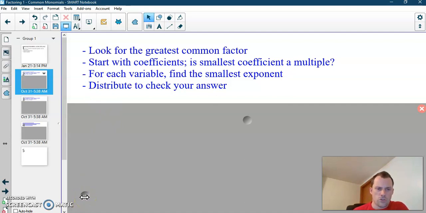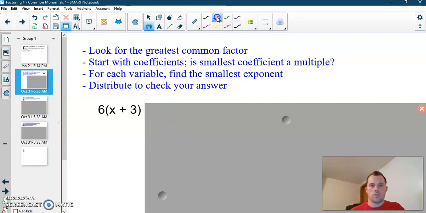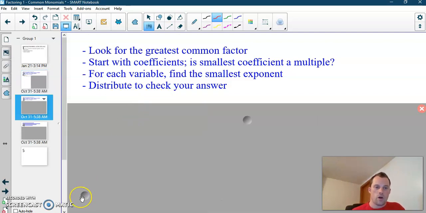So we're just going to take a quick look at distributing here. If we have 6 times x plus 3, we know we're just going to distribute this 6 in, do 6 times x and 6 times 3, and that gives us 6x plus 18. So what we're going to be given is a polynomial similar to this, and we want to go backwards and ask, is there anything we can factor out of all of the terms given here and pull it out front, and then we figure out what's left on the inside of the parentheses? Okay?